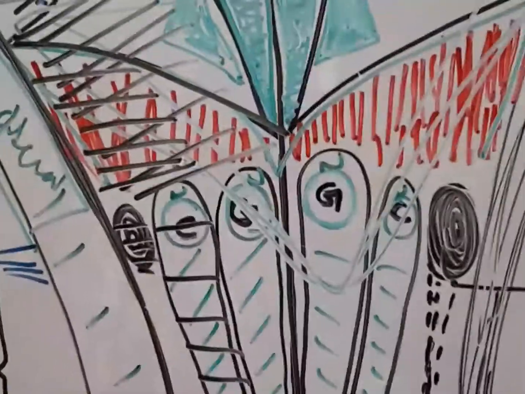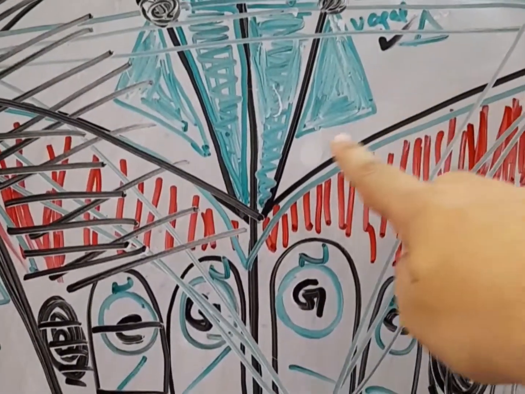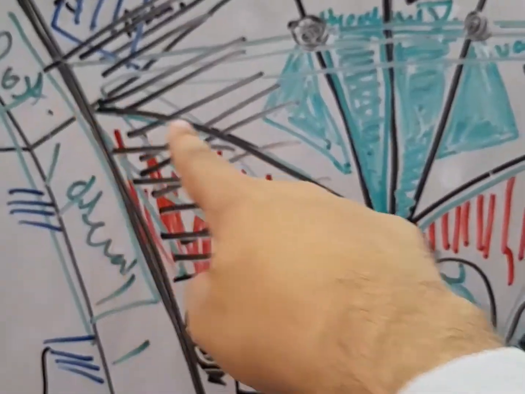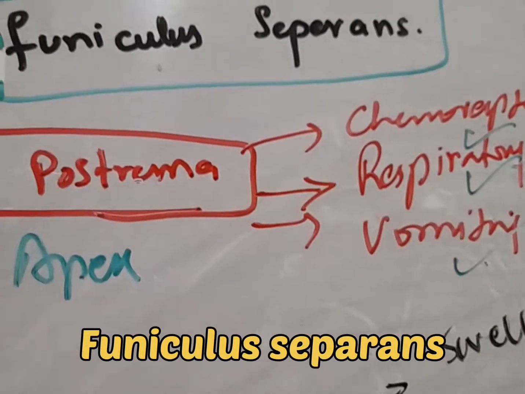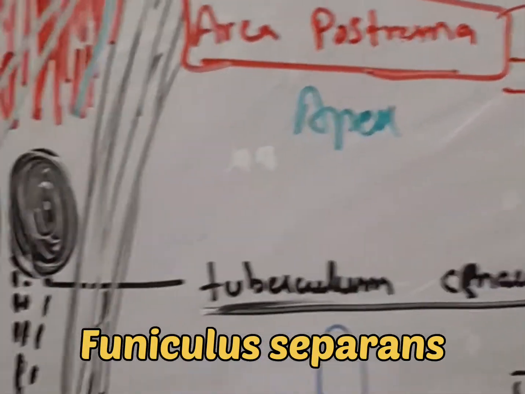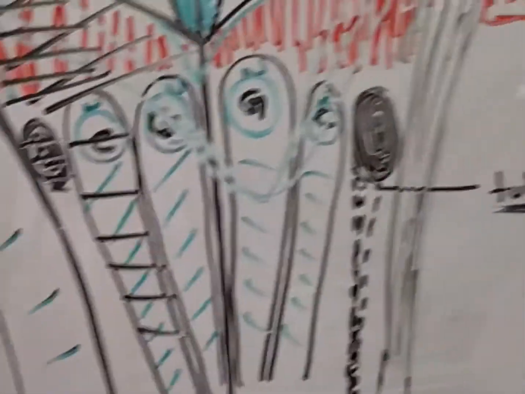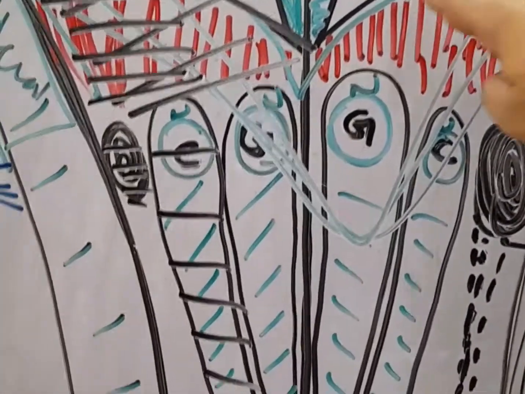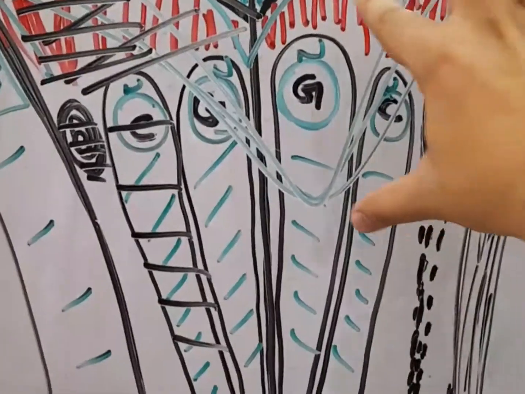Moving downwards, now we have read the median eminence and the lateral area. Below it you can see a line separating them. This line is called the funiculus separans. Separans tells us it is separating, and funiculus we know means bundles of fibers, as we have studied funiculus before. The funiculus separans is basically separating this region from the region inferiorly.